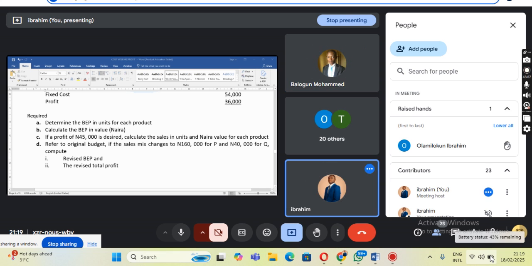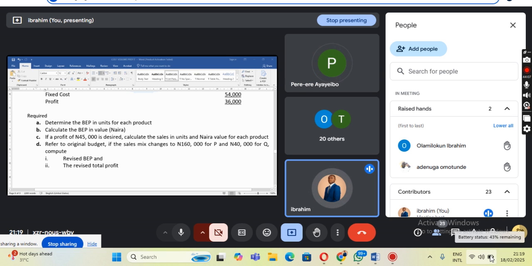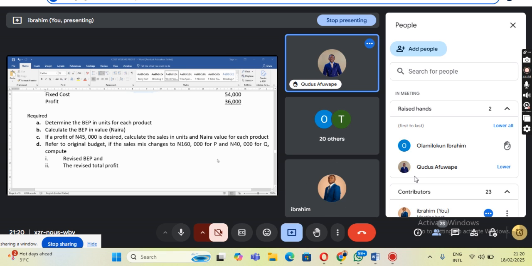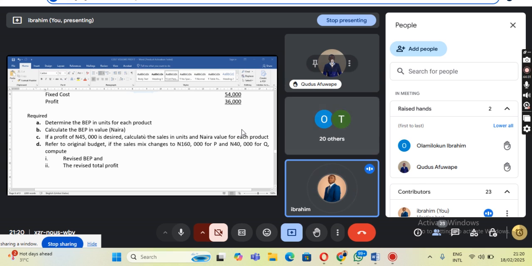No, that is not what I said. The question is, if it is profit after tax, we know. But the question says if a profit is this, and I said if you want to calculate this on a single product, what is the formula? The question did not tell you after tax. It is before tax. Okay, fixed cost plus targeted profits all over contribution per unit. Okay, that's fine.